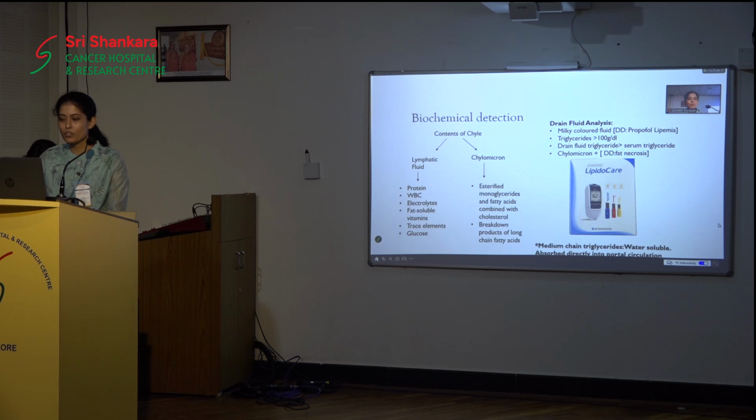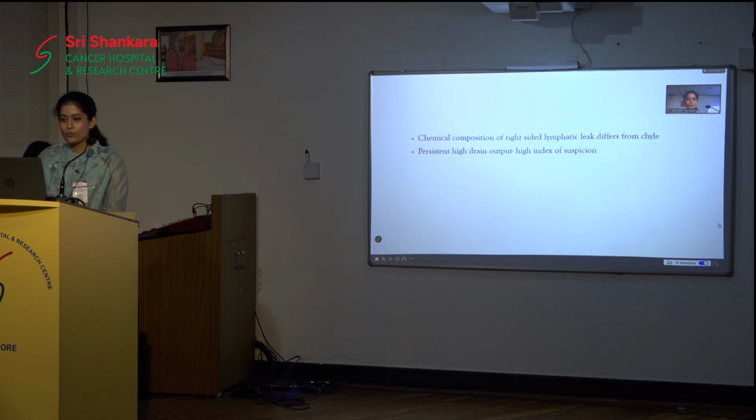Presence of chylomicron is not very much conclusive, and this is a point of care device where a small amount of aspirate can identify as well as quantify the amount of lipid. One important thing is that when you have a right-sided lymphatic leak, you might not get the typical chylous character, and also your triglyceride values might not be very high. So in that case, you need to have a very high index of suspicion if you have a persistent high drain output and it is not explained by any other form of leak.